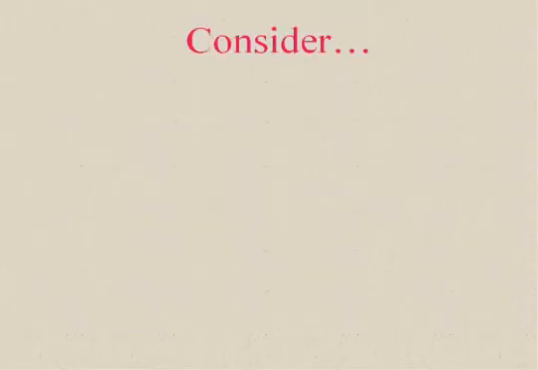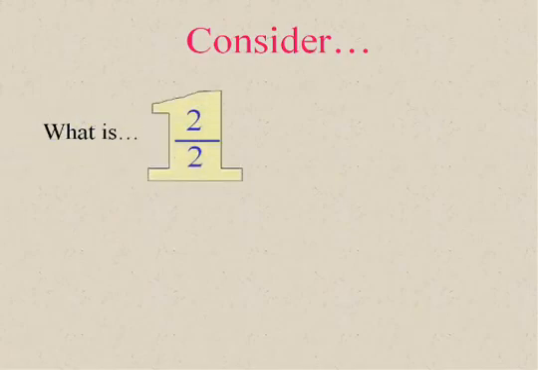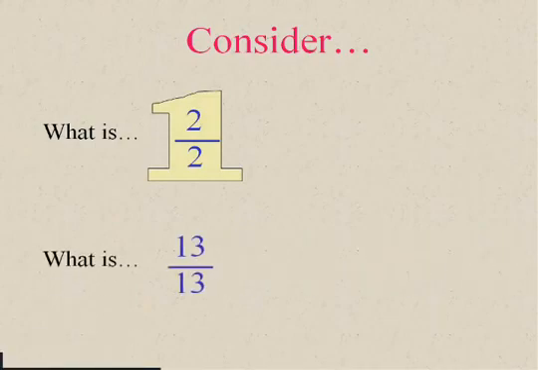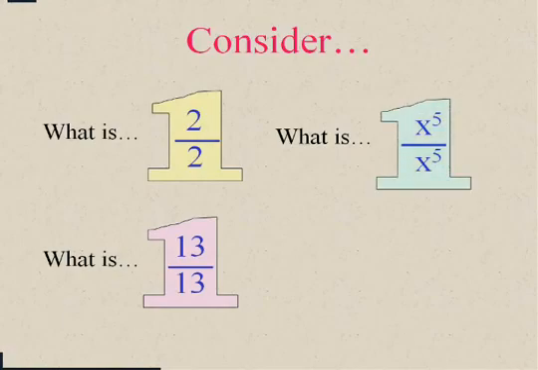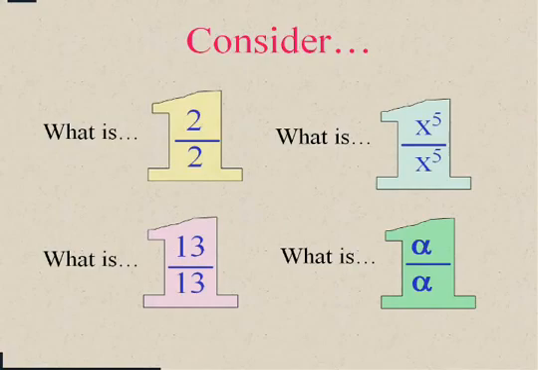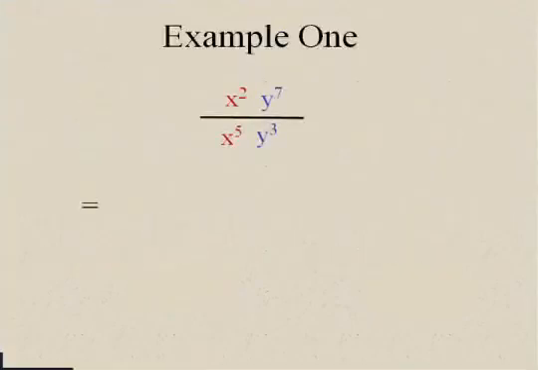Well, let me tell you what that means. Consider 2 over 2 is 1. 13 over 13 is 1. X to the 5th over x to the 5th is 1. And in fact, anything over itself is 1. As long as you have something in the top and in the bottom, you'll always be equivalent to the number 1.